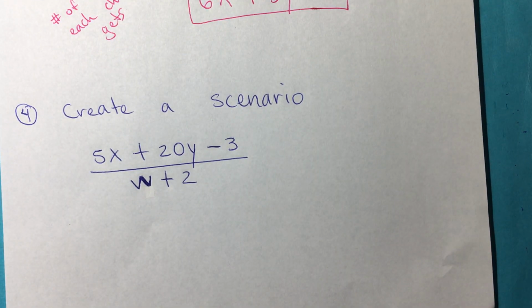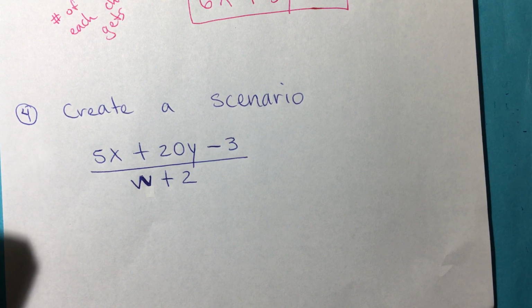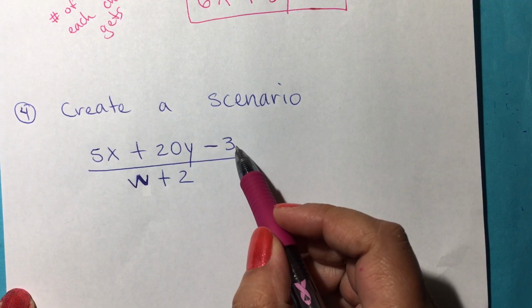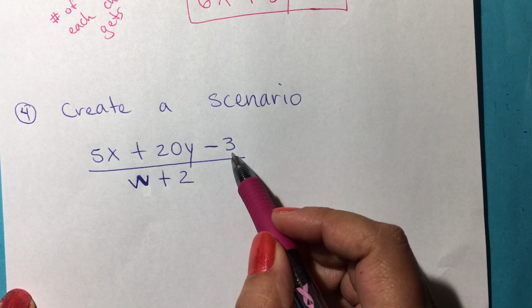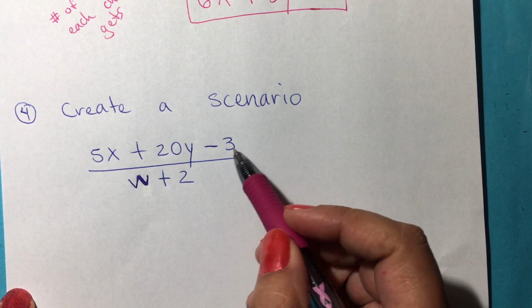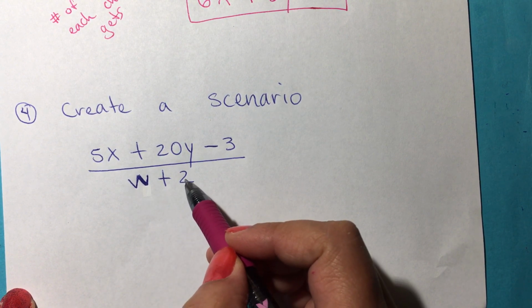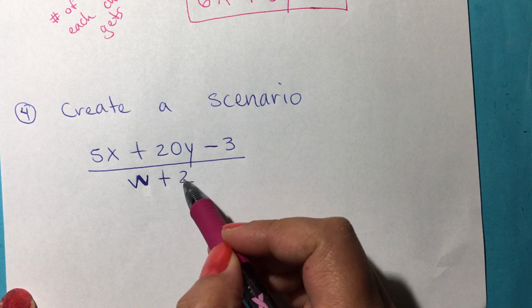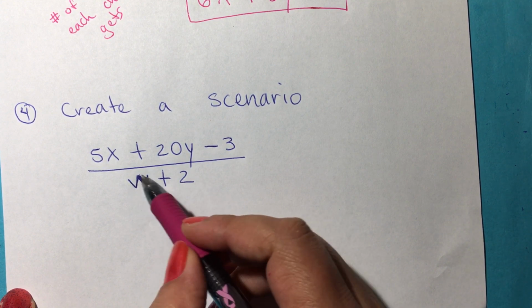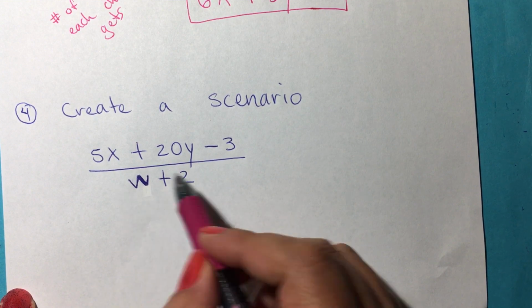Okay, for the last one, it says create a scenario. Now you have to come up with your own, and this is just an example. It says 5x plus 20y minus 3 divided by w plus 2. And so, being a teacher, I think I just want to say something like I have 5 boxes of pencils, and I have 20 pencil holders, and 3 of them do not work. You know how sometimes mechanical pencils don't work? Now I will divide them among my students plus my colleague and myself. Okay, the other teacher and myself and all my students. All of these will be divided among all of us.